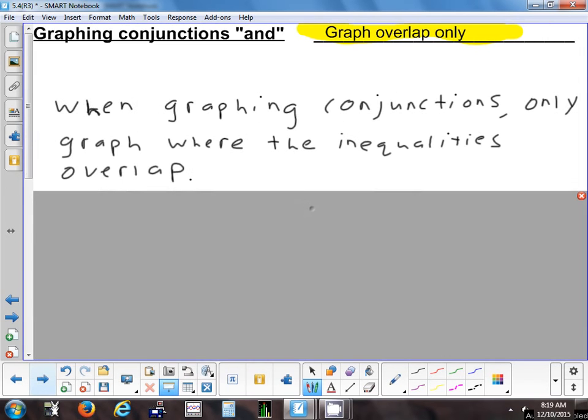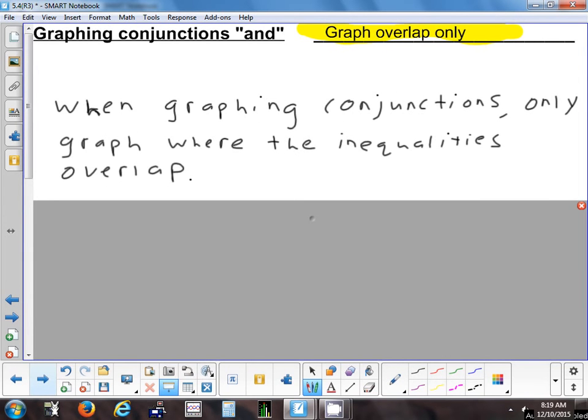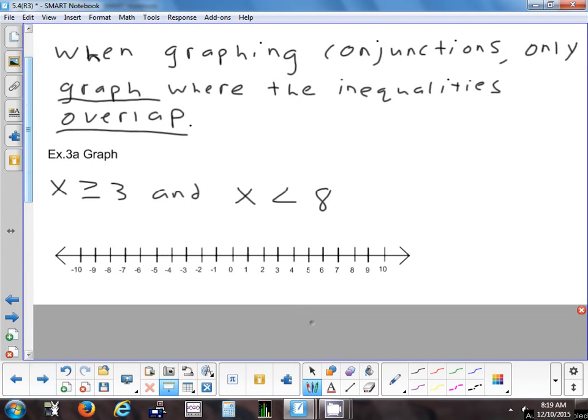All right. Conjunction. Right. Two words to sum it up. Graph the overlap. Right? This one's important. Whether they're pointing towards each other, away from each other, same direction, you have to graph where they overlap. What if there's no overlap? Then there's no solution. Okay? So with an and, make sure you look for the overlap. And I think this is where the highlighter is going to show the overlap for you nicely.